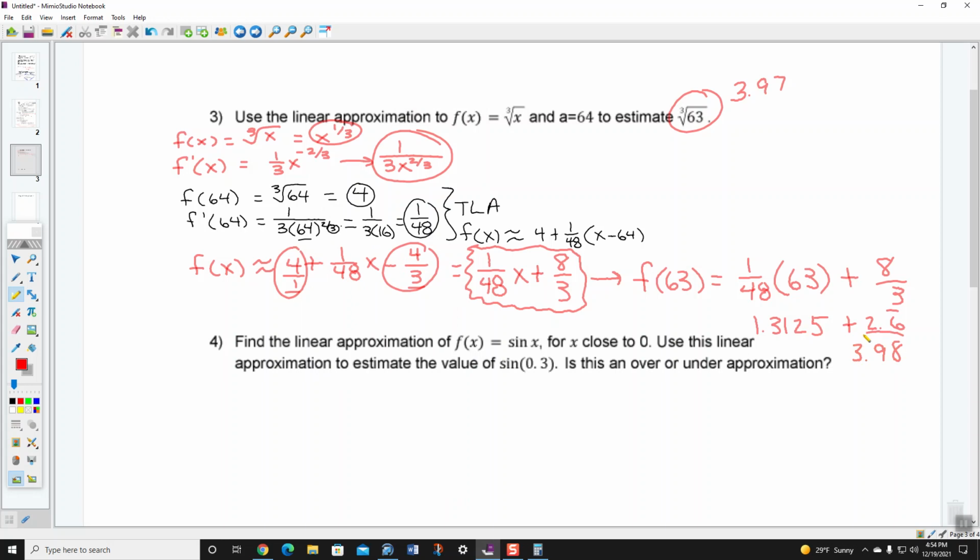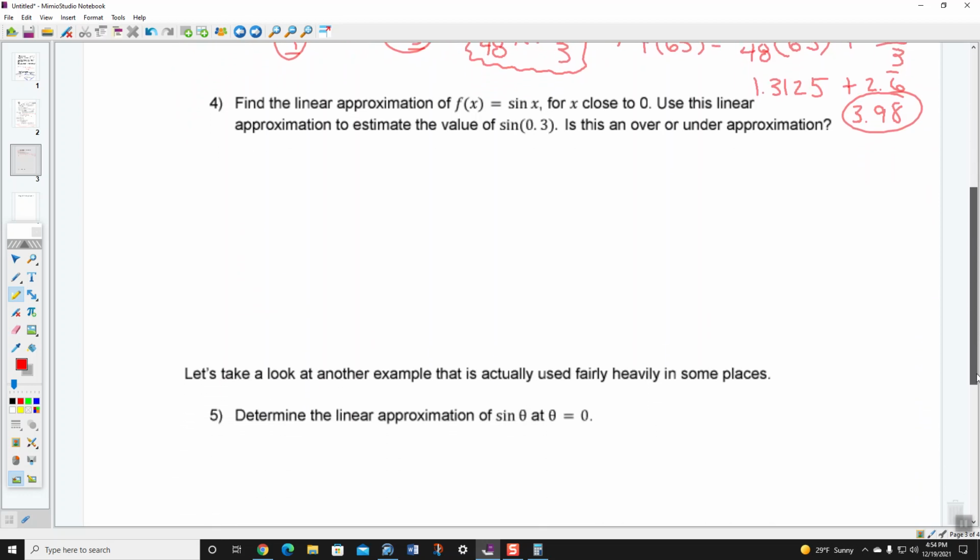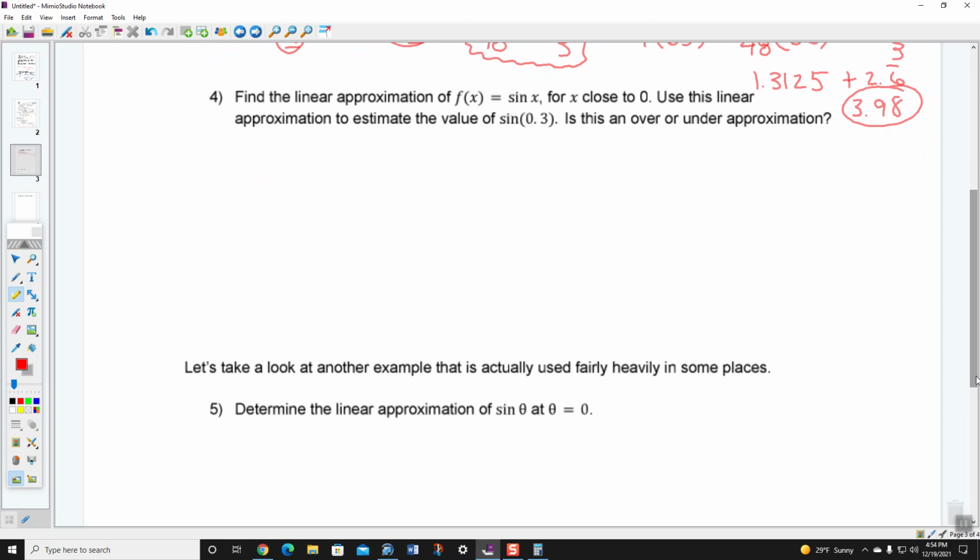All right, again, kind of the same thing. We're going to do number 4. Number 4 is going to work a little bit with some trig functions. But I think that you're going to find out this is kind of the same thing. Okay? So my friends, it says find a linear approximation of f of x equals sine of x for x close to 0. So we're talking about everything around 0. So that means 0 is your a value in this example. Use this linear approximation to estimate the value of sine of 0.3.